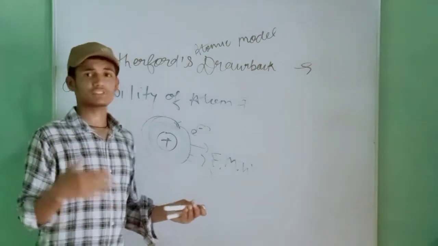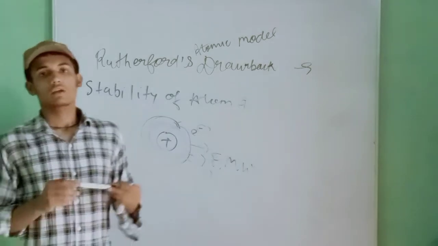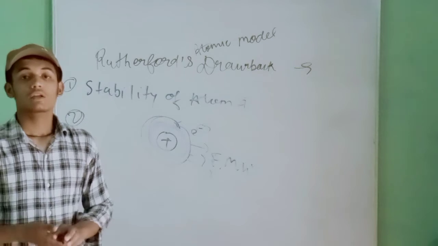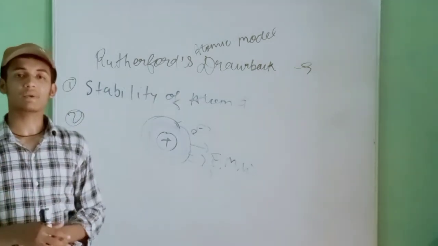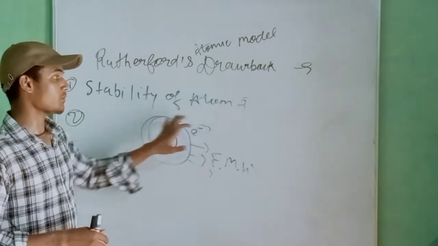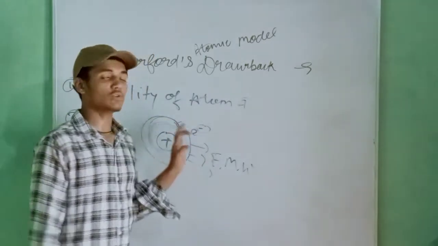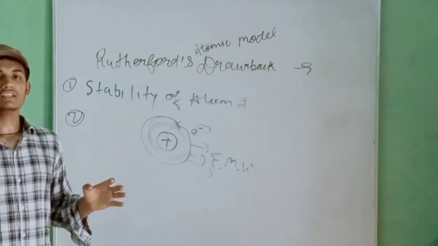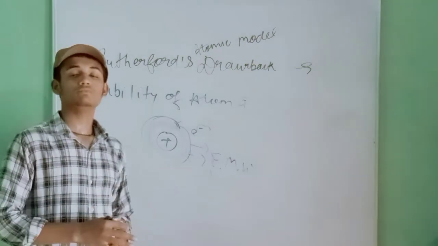So what is the second drawback? Rutherford does not explain the line spectrum of the atom. We know experimentally that an atom has a line spectrum, not a continuous spectrum.